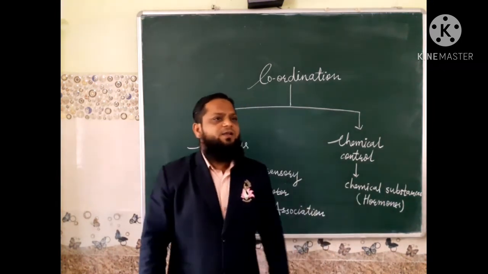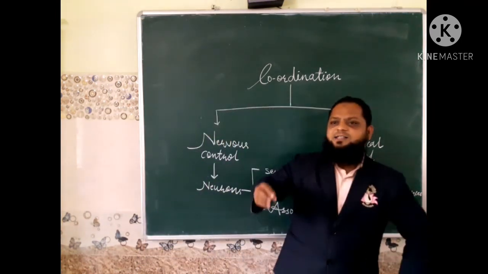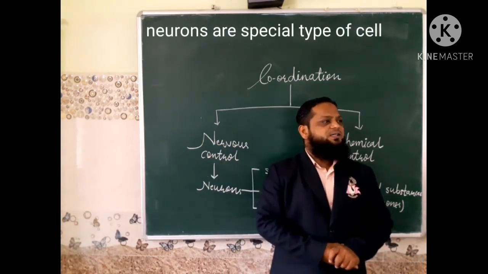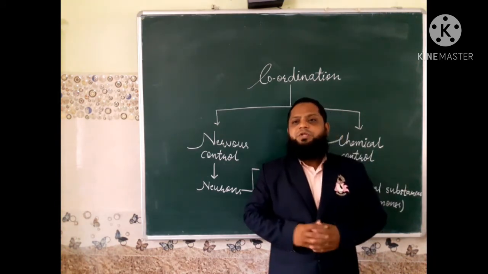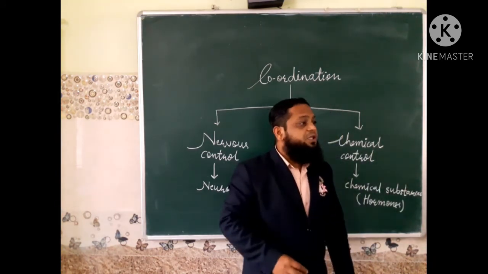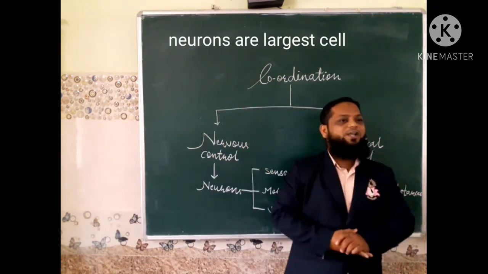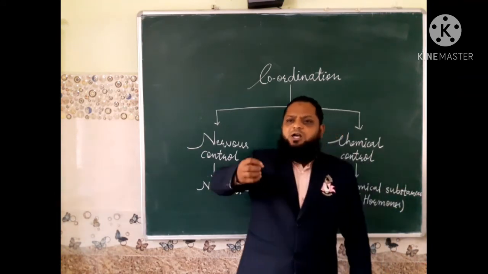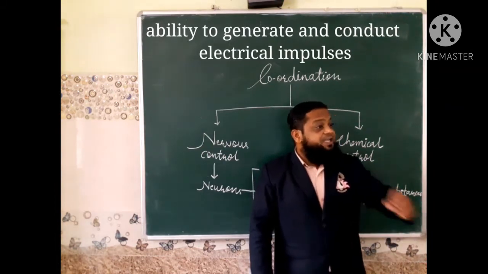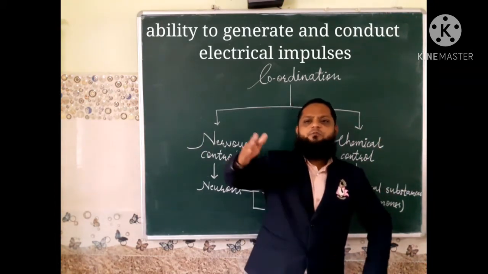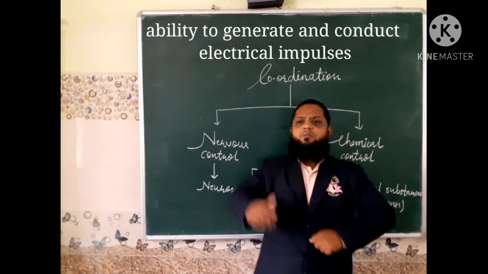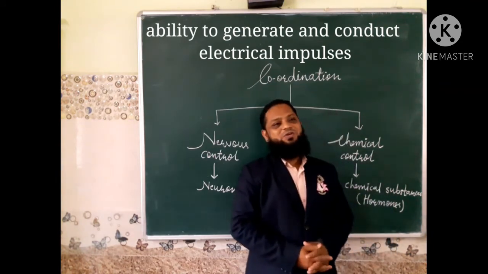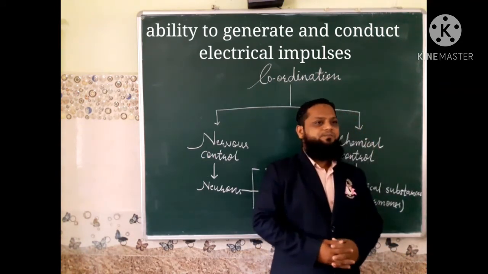We know very well that neurons are a special type of cell. Neurons are different from other cells. Neurons are considered to be the largest cells in the body. Neurons have the ability to generate and conduct impulses from one place to other places. That's why it is said to be a specialized cell in the body.